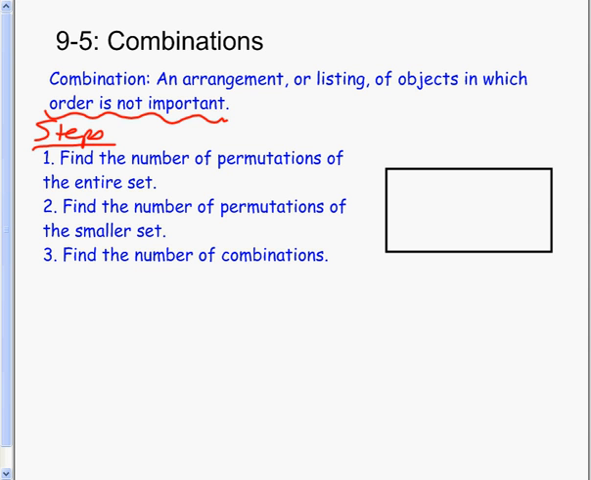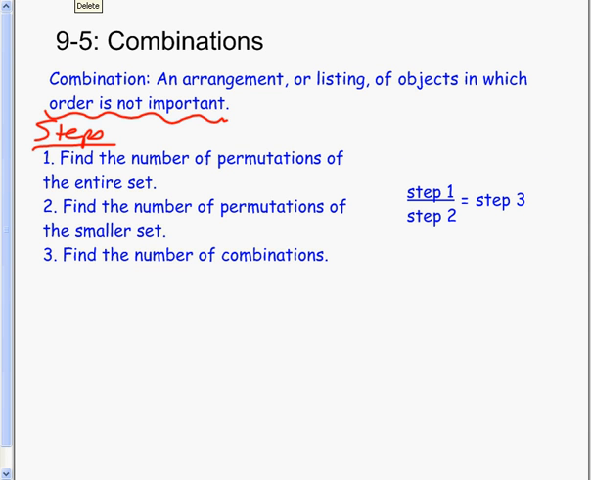Step 1, find the number of permutations for the entire set. That will go on top. Step 1 is going to be the number in the numerator position. Step 2 is to find the number of permutations of the smaller set, the smaller set being the numbers we have selected from step 1. And step 3 is to calculate. Multiply step 1, multiply step 2, then do the division of step 1 divided by step 2 to get your answer of step 3.